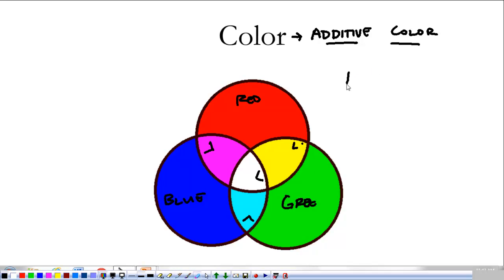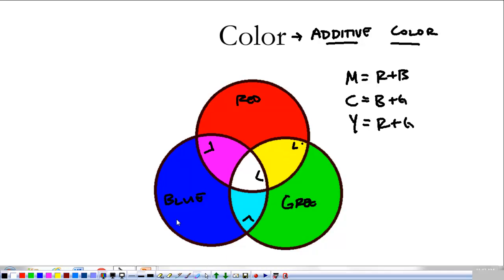So just as a note over here, we're going to say that magenta is equal to red plus blue, cyan is equal to blue plus green, and yellow is equal to red plus green. This is how additive color works.